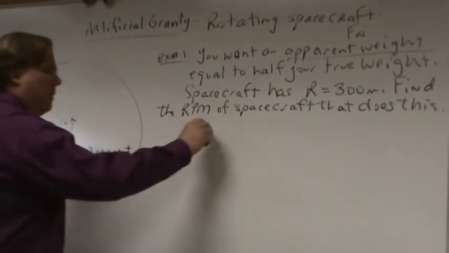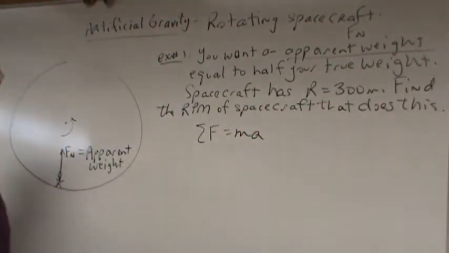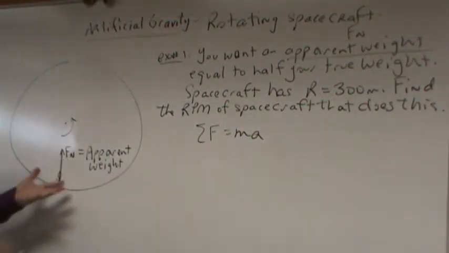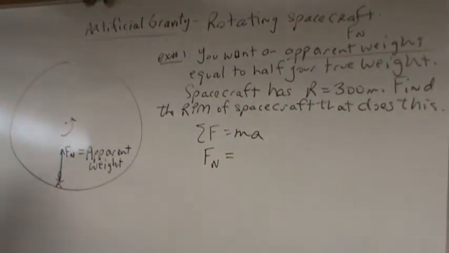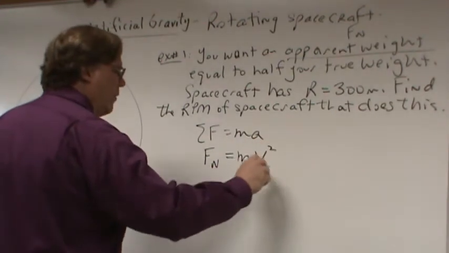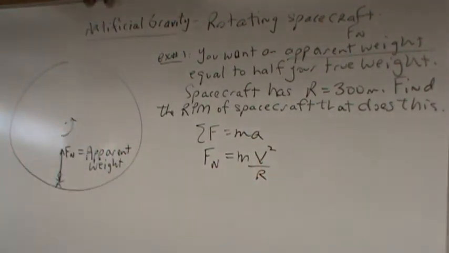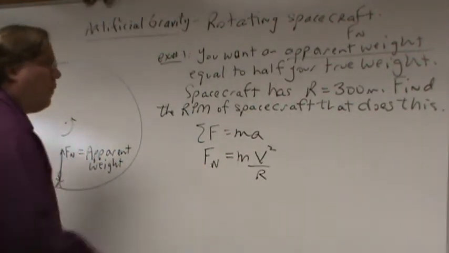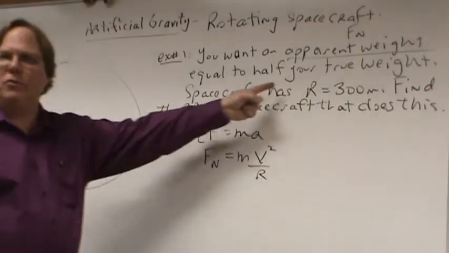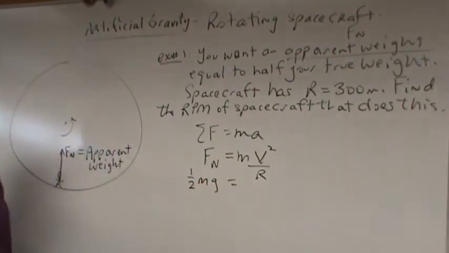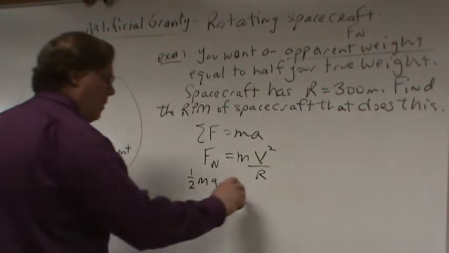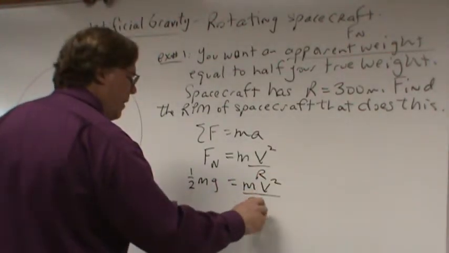Okay, so let's go for it. Sum of the forces equals MA. The only force acting on you is your normal force. That's all there is. When I'm going around in a circle, you know the A is V squared over R. And now my normal force, I want it to be half my true weight. So do you mind if I substitute 1/2 mg, that is half my true weight, in for the normal force, because that's what I want my apparent weight to be, equals mv squared over 300 meters.